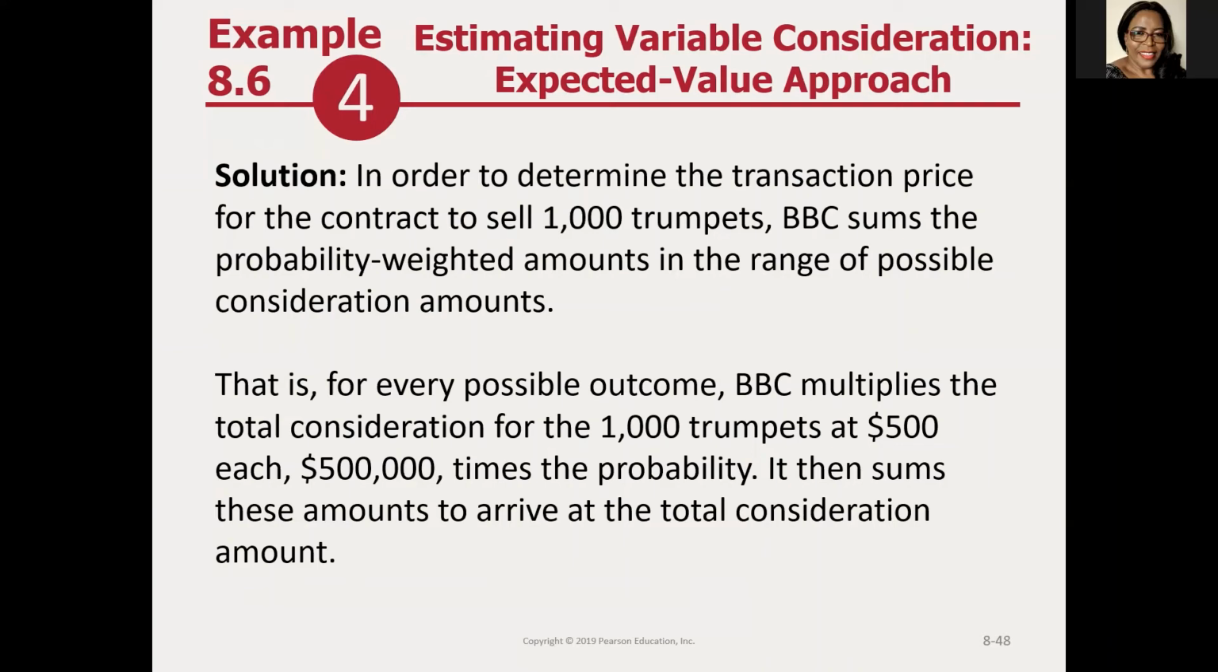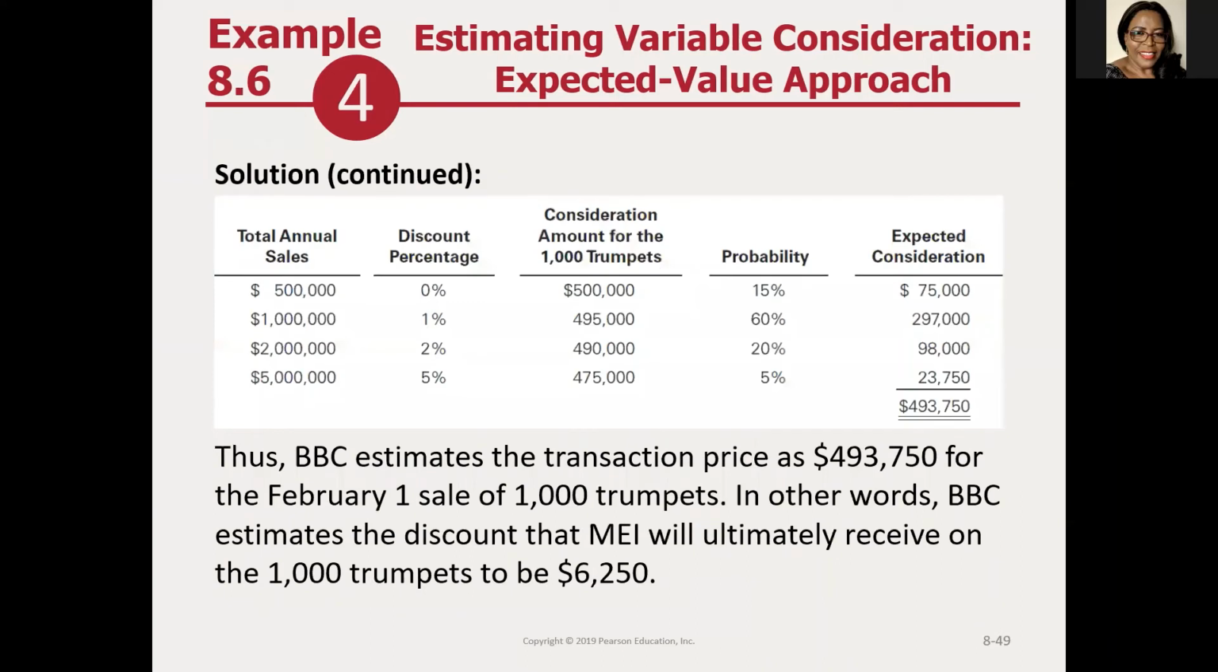And here you see in example 8.6 on the next slide, continued. Thus, BBC estimates the transaction price as $493,750 for the February 1st sale of 1,000 trumpets. In other words, BBC estimates the discount that MEI will ultimately receive on the 1,000 trumpets to be $6,250.